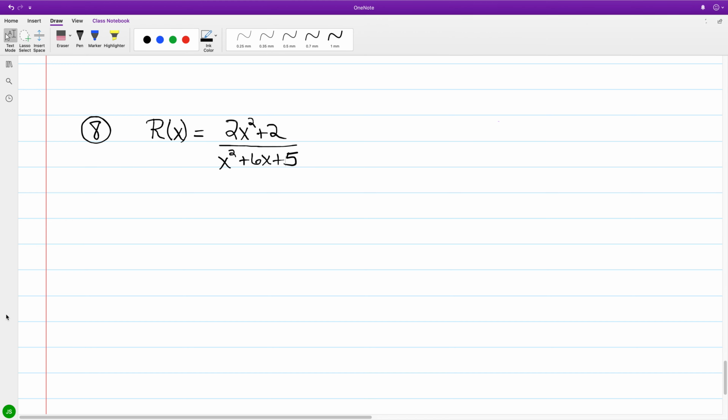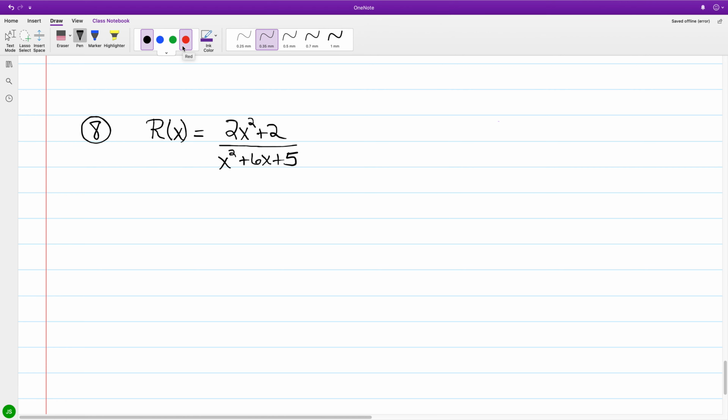Okay, for what we have in number 8 as well as number 9, we have a 4-part question. And for the first portion, we're looking at the domain of each rational function. So for number 8, we have r of x is equal to 2x squared plus 2 all over x squared plus 6x plus 5.